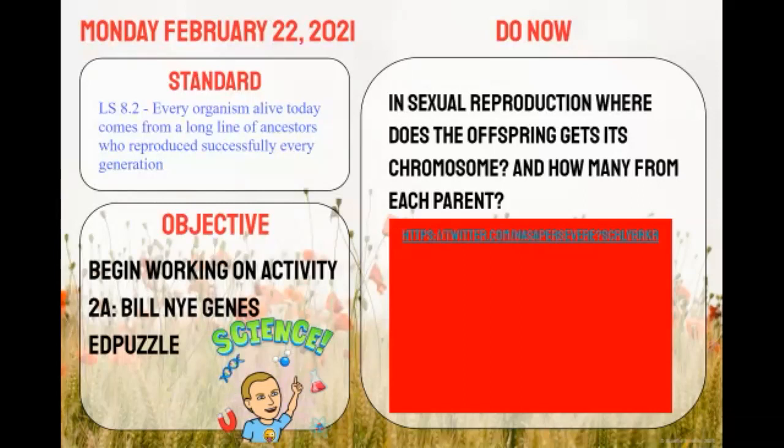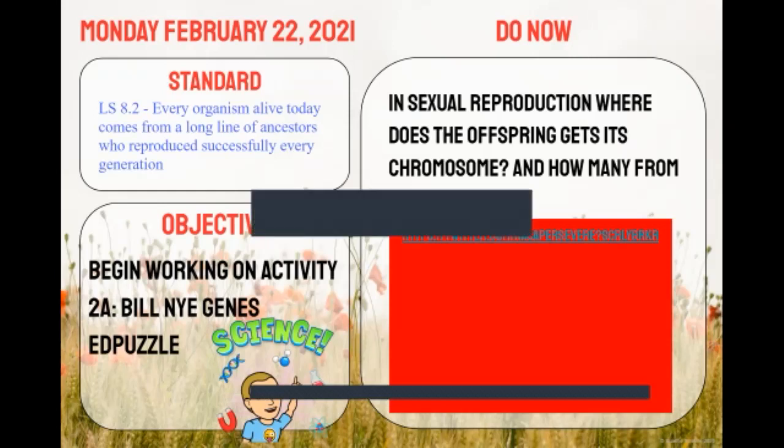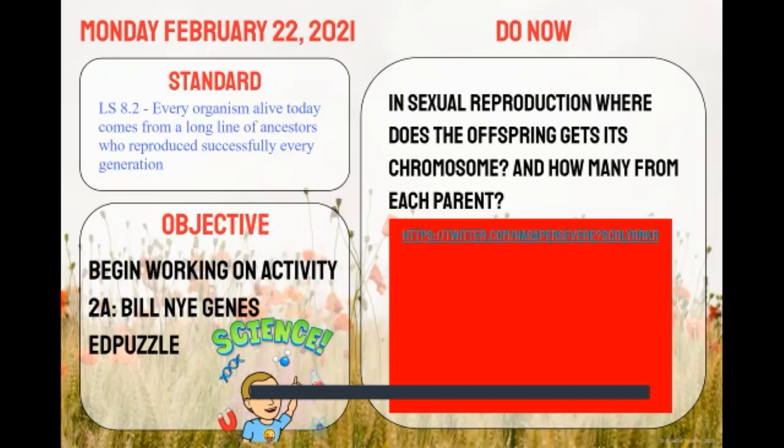The do now for today says, in sexual reproduction, where does the offspring get its chromosomes and how many from each parent? So you need to go ahead and pause your screen and type out your answer. You should have said that they get their chromosomes from each parent. They get half of their genetic information from each parent, so 50% comes from the mom and 50% comes from the dad.